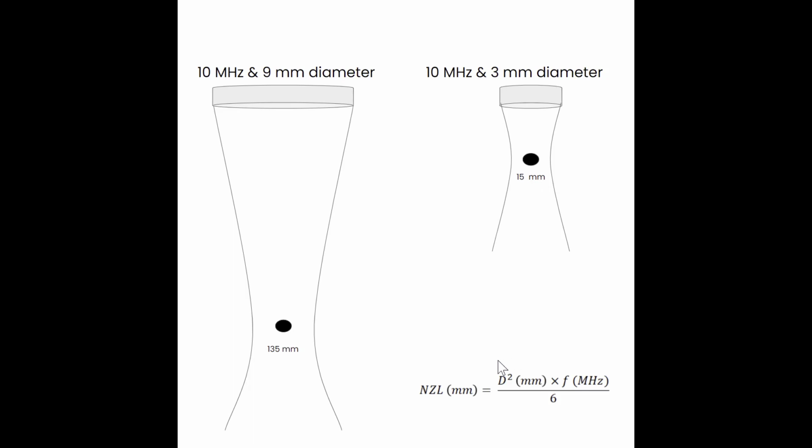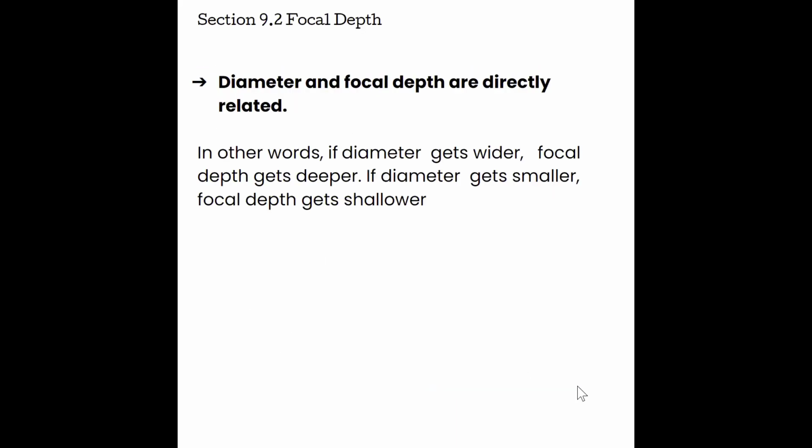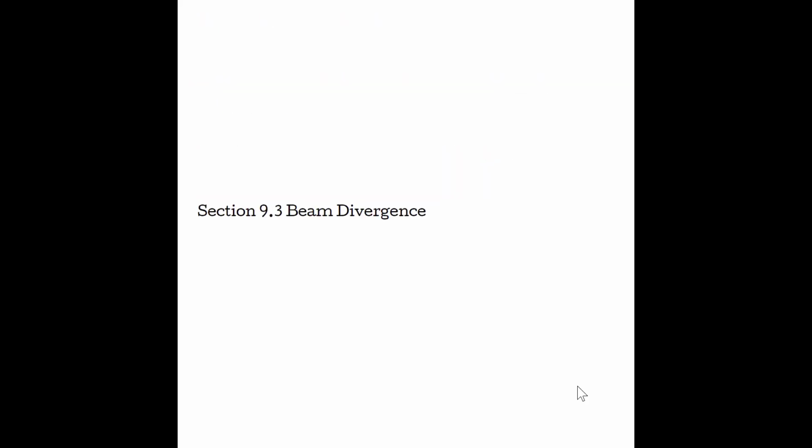I also want to point out, because diameter squared is part of this relationship, when the diameter changes, the diameter is going to have a larger effect on the near zone length than just the frequency does on its own. So our key takeaways from section 9.2 is that the focal depth is directly related to the frequency and the diameter of the transducer. But that's not all that's related to the frequency and the diameter. Because now we have section 9.3, beam divergence.